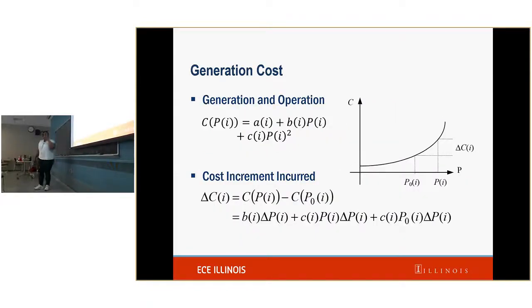And so generators have their cost curve, which is a_i, the no-load cost, plus b_i p_i, which you could think of as the fuel cost coefficient for generator i, and then a c_i p_i squared term. If you look at what it looks like for an incremental change in power from P0 to P, the delta C_i comes out to this term right here. And it's just a function of the cost at the new point minus the cost at the old point.